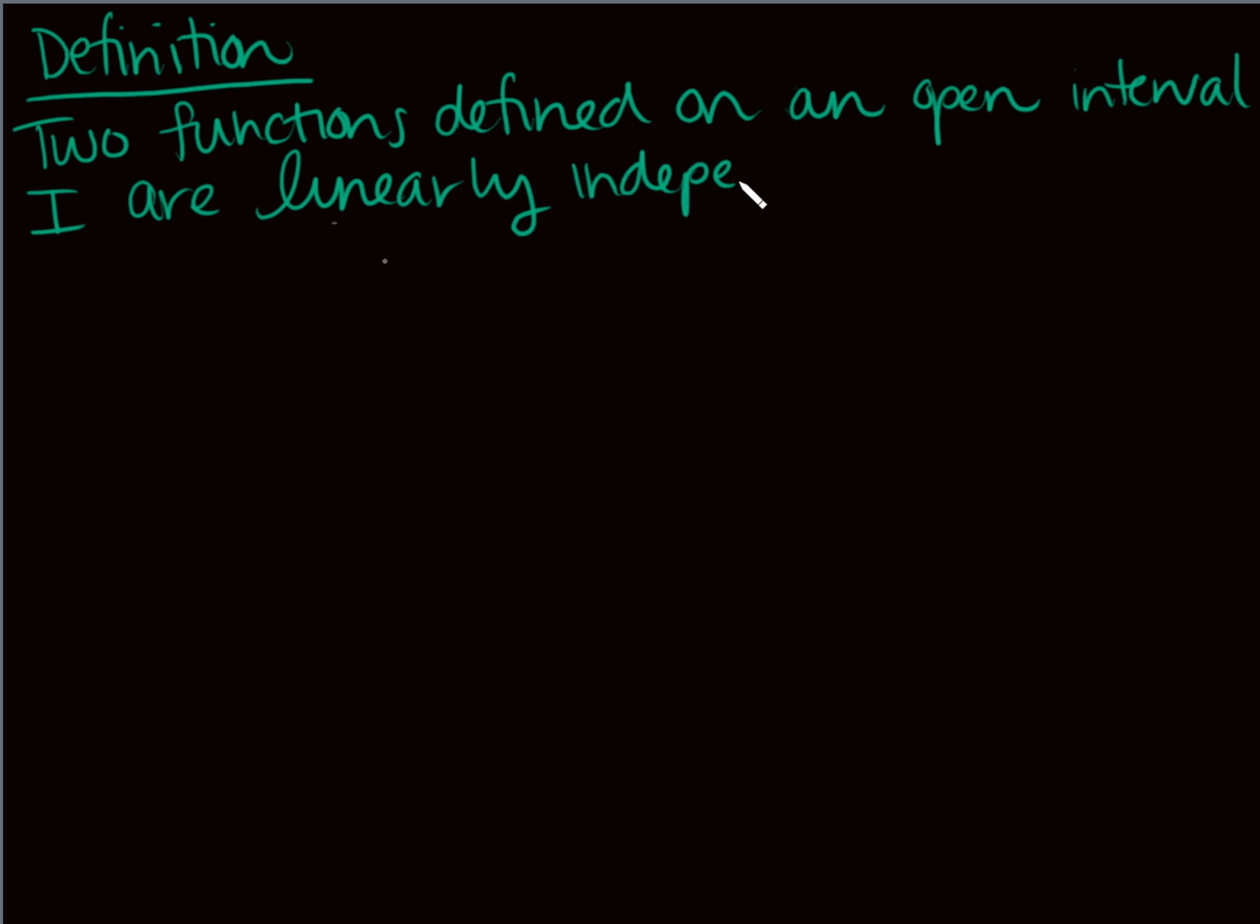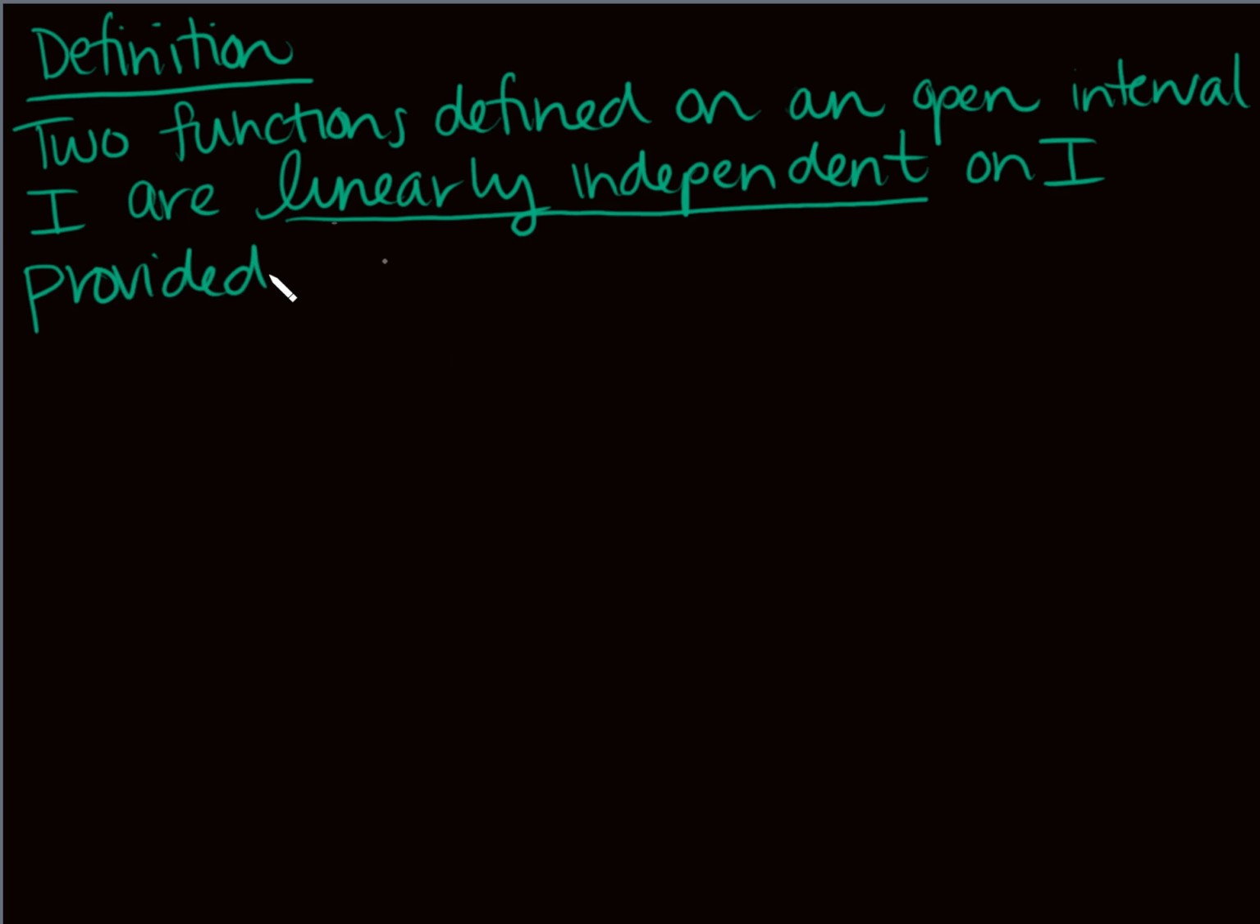If you've had linear algebra, you know what linearly independent is. And if I wasn't talking to a computer, I would ask you to tell me. Anyway, 2 functions defined on an open interval I are said to be linearly independent on I, provided that neither is a constant multiple of the other.